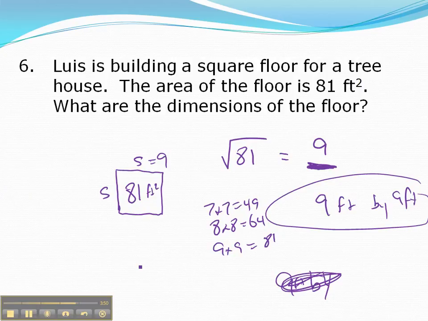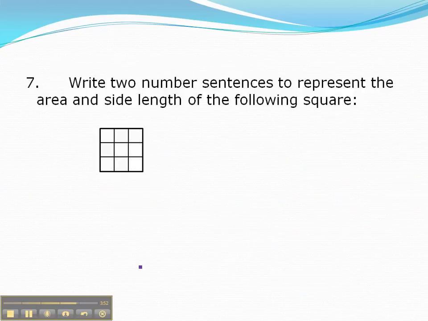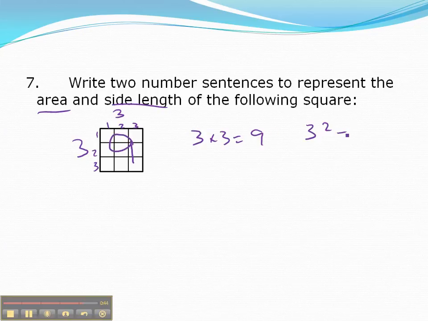Okay, let me see if I can get 7 in before this video ends. Definitely. Okay, number 7. Write 2 number sentences to represent the area and side length of the following square. We have 1, 2, 3 columns, and we have 1, 2, 3 rows. So the area of this square would be 3 times 3 or 9. So 3 times 3 equals 9, or 3 squared equals 9. These are the same number sentence. This is one of the number sentences we're looking for.